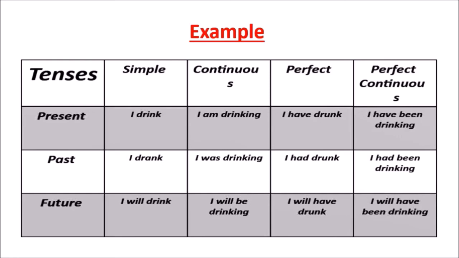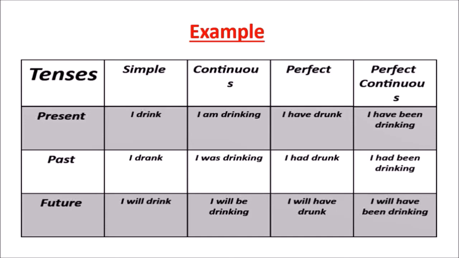So this is the simple form. Look at the continuous form. Present continuous, I am drinking. In past, we are going to write I was drinking. So in future continuous tense, I will be drinking. These are the things we have written already in the formula. Look at the next form, that is the perfect form. What is the present perfect tense? I have drunk. What is the past perfect tense? I had drunk. What is the future perfect tense? I will have drunk. Clear?